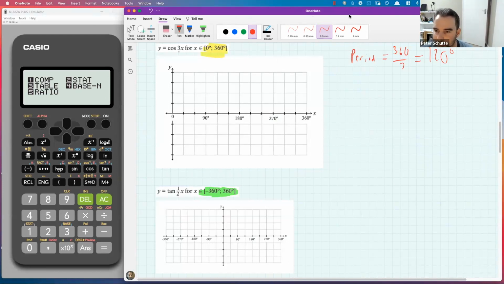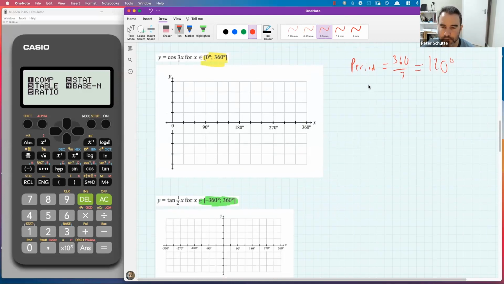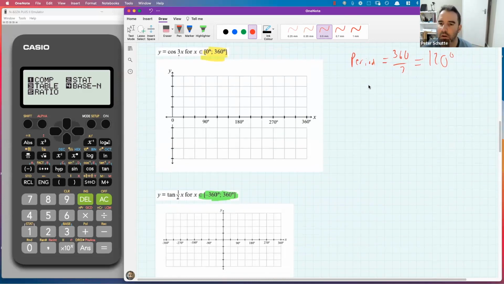Who has a question? Oh, I see. There's a bit of a delay. I see Mbali and Zanele also got the 24 question. So what's the step size going to be? It's just going to be that. Now, what is my graph going to look like of y equals cos 3x?